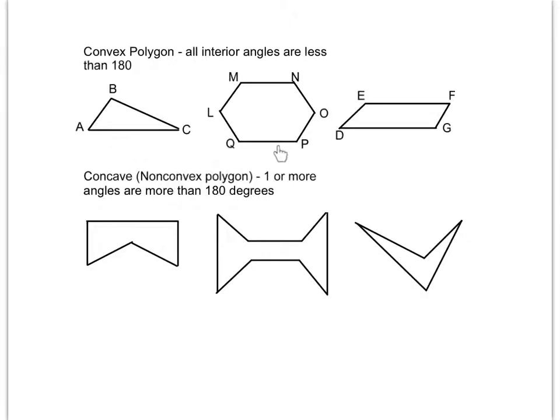Okay, these first three polygons up here are examples of convex polygons because all of the interior angles are less than 180. While down here, these are some examples of concave polygons, or non-convex, because yes, some of the angles are less than 180, but this one has an angle that's greater than 180 on the inside. This angle right here is greater than 180, so these are what we call concave or non-convex polygons.